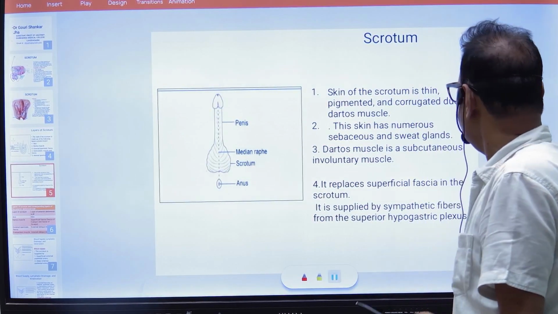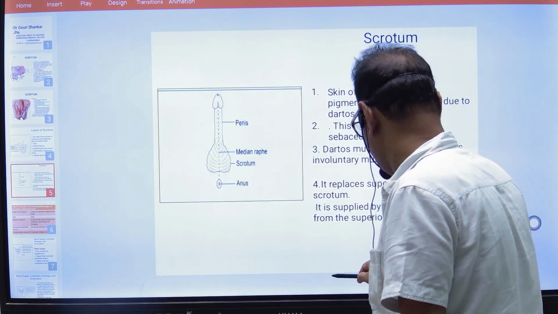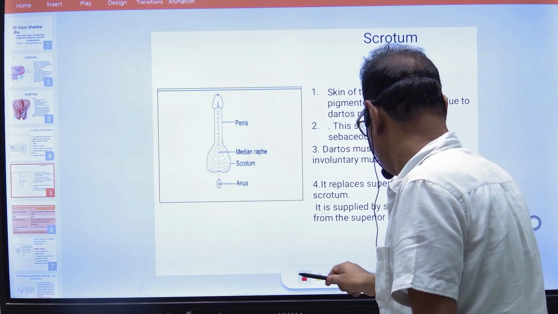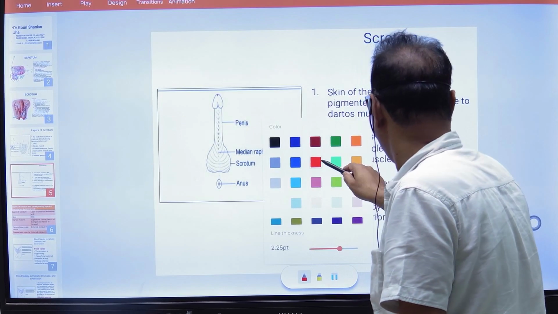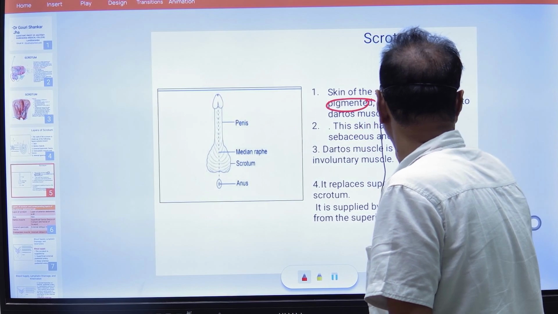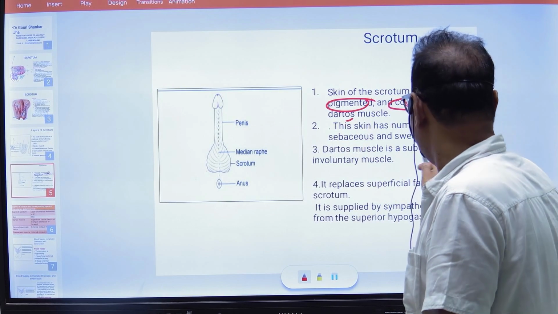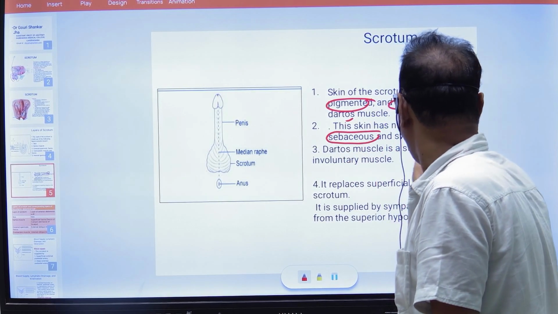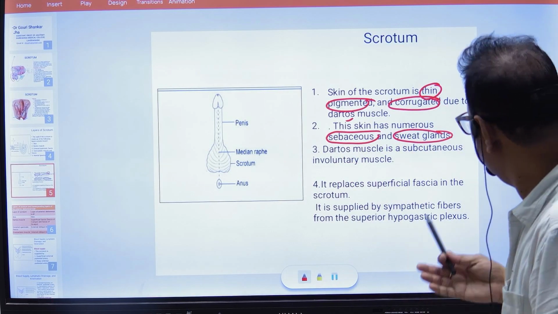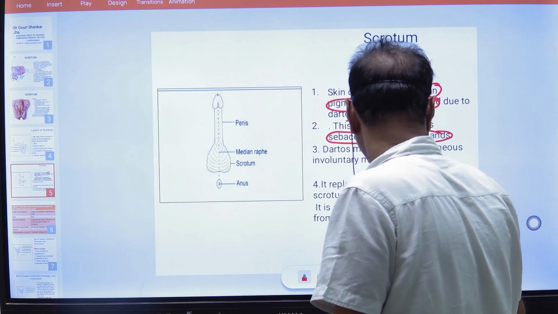Now the skin of the scrotum is pigmented and thin. It is thin, pigmented, and corrugated. The corrugation is due to the dartos muscle, and the skin has numerous sebaceous glands and sweat glands, which the other parts of the body skin also have.